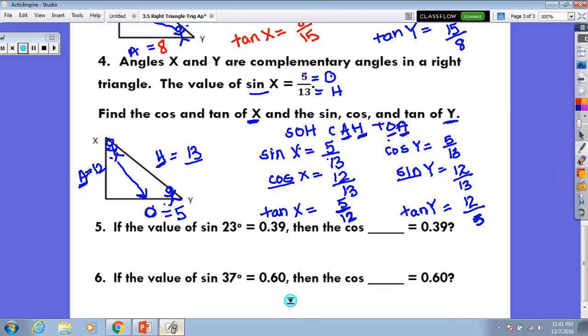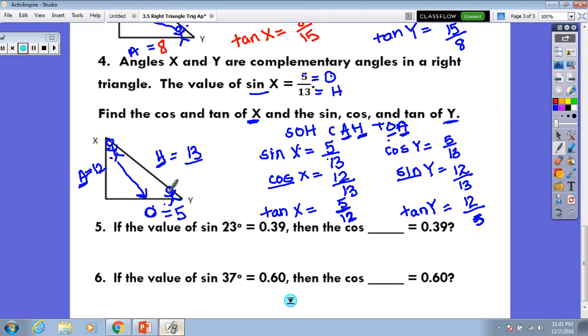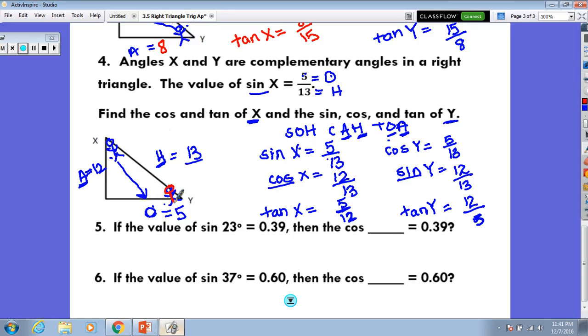Alright, and that required me to change the position of my little man over here. That's why I drew him over here. So the opposite side, when we look at it from y's perspective, would be 12, and the adjacent side would be 5. So notice when we look at it from the other angle, we simply switch the A and the O. And hypotenuse is always the same. It's always the same number.